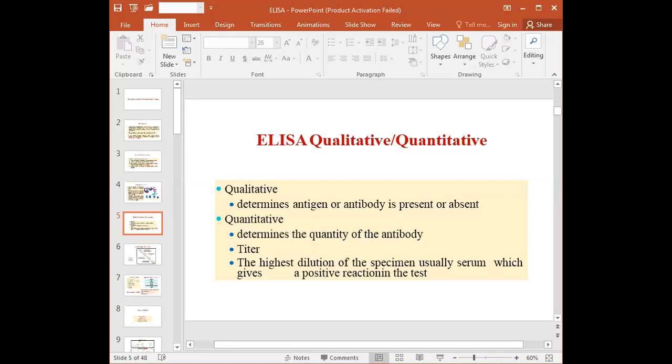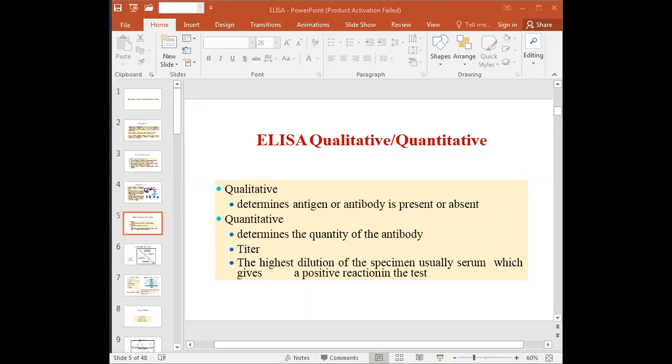Next, there are two types of ELISA. One is known as quantitative ELISA, another one is qualitative ELISA. By performing a qualitative ELISA, we can only detect whether the specific protein we are looking for is present in the provided sample or not. So presence or absence can be detected. This type of ELISA is known as qualitative ELISA.